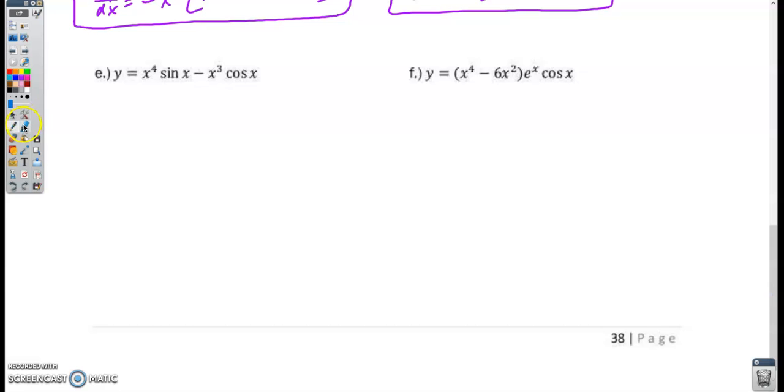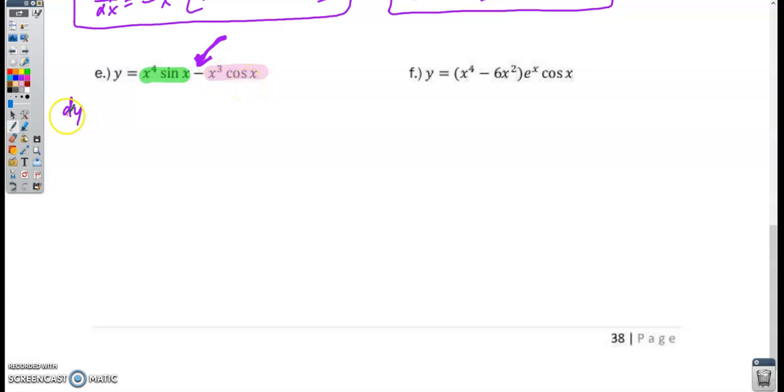What we have here is really two products to look at in this problem. We're going to have this product, x to the fourth times the sine of x, and this product, x to the third times the cosine of x, and we need to take the derivative of both of those things using the product rule. One thing we have to be careful of is this minus sign, making sure we subtract away the entire result when we take the derivative of x cubed cosine of x.